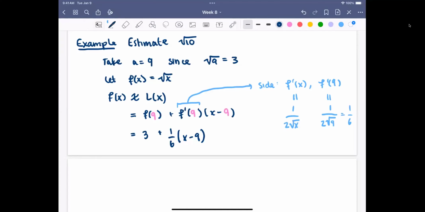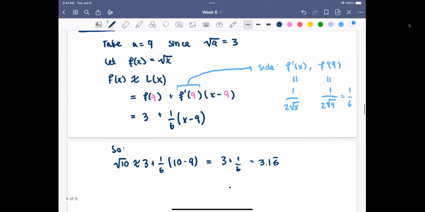Okay, so now I'll just plug in x equals 10, because that's the value we wanted to know. So we get that the square root of 10 is approximately 3 plus 1/6 times 10 minus 9, which is 3 plus 1/6. And if you write out the decimal expansion for this, this is 3.16 repeating. And the actual value of root 10 is 3.16227, some other stuff.